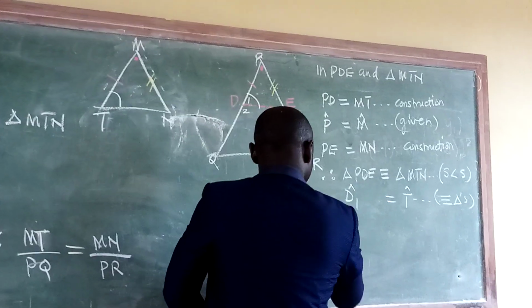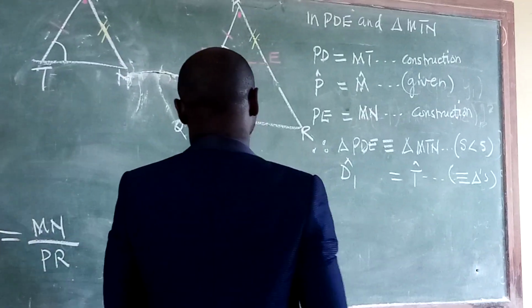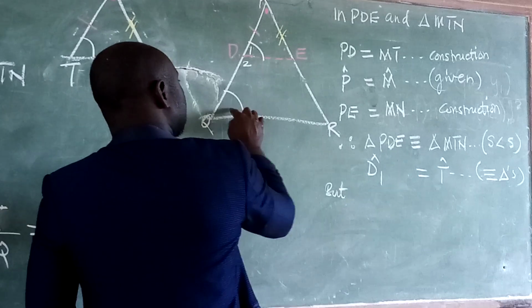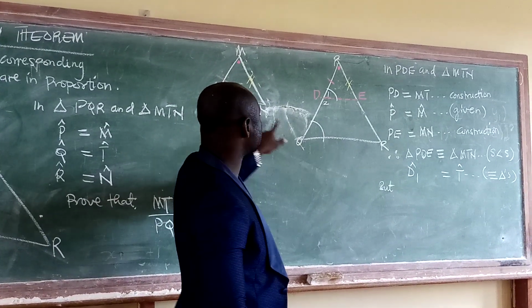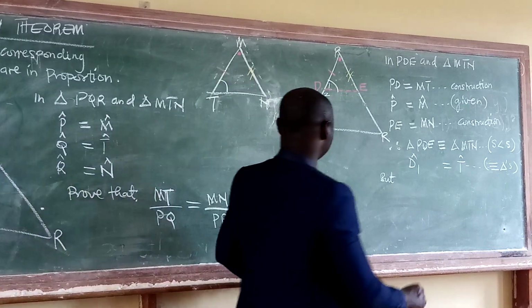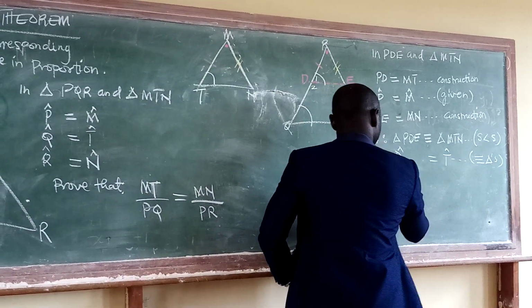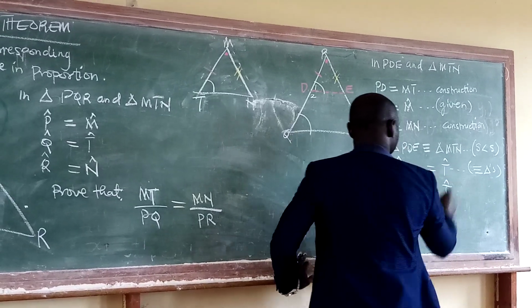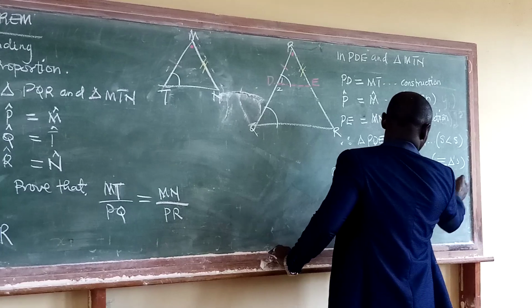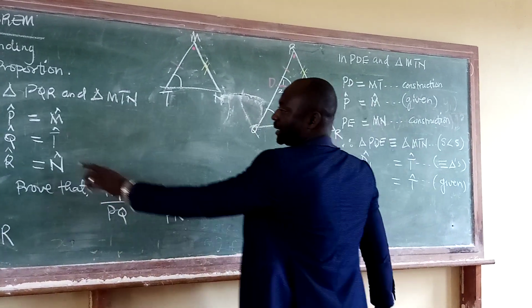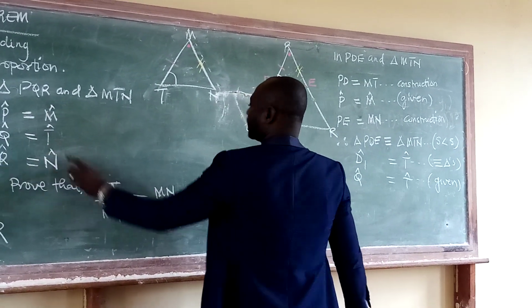Then you say, but, they also told you this angle here in the mother triangle is also equal to which angle here? Angle T. So angle Q is also equal to which angle? Angle T. It was given. I believe you can see that angle Q is equal to angle T. Given.